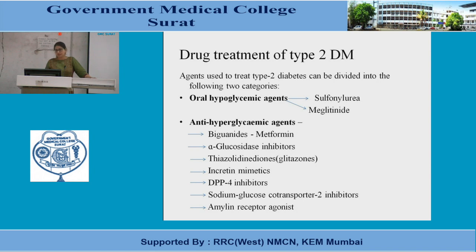Under this group we have the biguanides, under which falls metformin. Then you have another group, alpha glucosidase inhibitors. Then you have thiazolidinediones, under which come the glitazones. Then you have incretin mimetics, then DPP-4 inhibitors, sodium glucose co-transporter 2 inhibitors, and amylin receptor agonists.